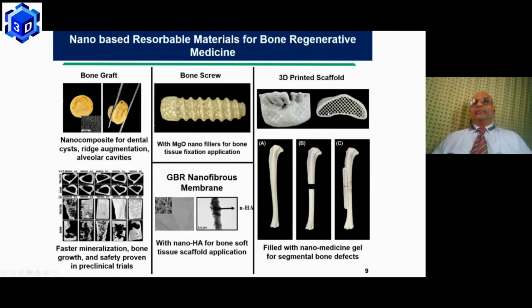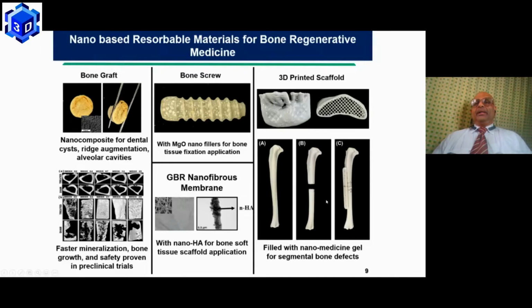Many of these can be 3D printed into structures such as seen here. Here is part of a chin bone that has to be replaced in a cancer patient, and we have matched this, and now we are awaiting ethical permission to try these in human subjects.